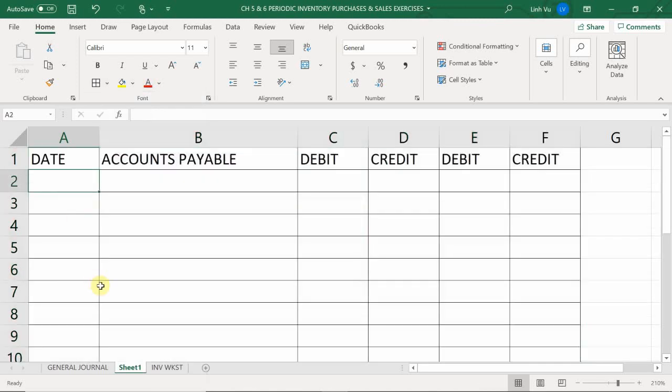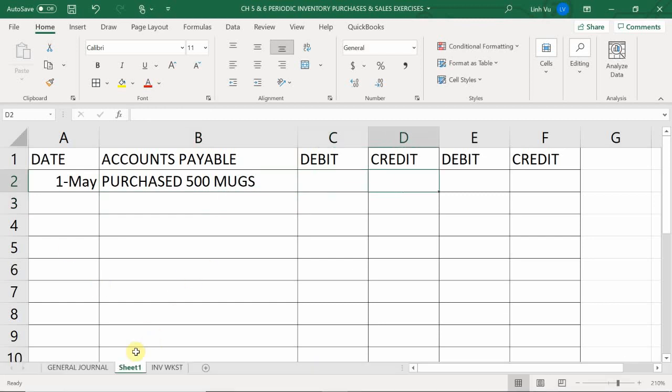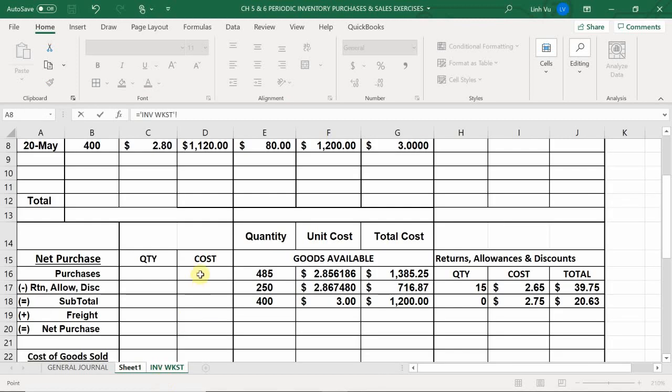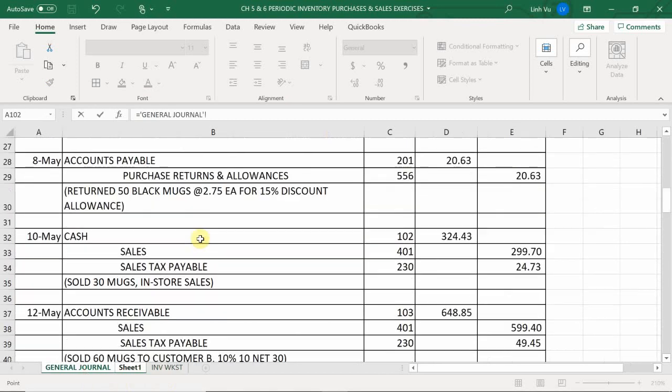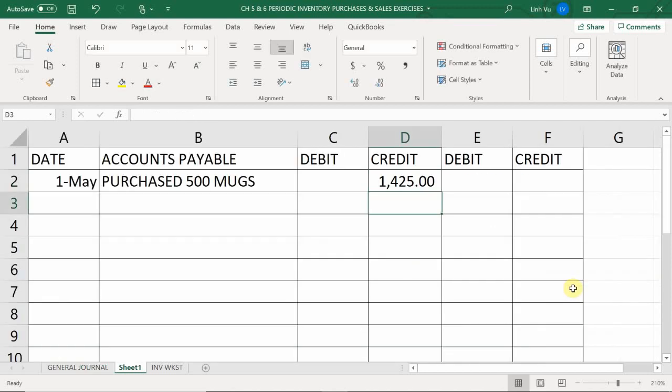Okay. So here we started on May 1st where we purchased inventory, 500 mugs, right? And that gave us a grand total credit of $14.25, right? So therefore, our account balance should reflect $14.25.